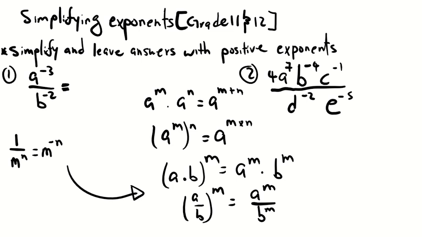Okay, so we know that. Let's look at a to the power 3 over b to the power of negative 2 and simplify it. And remember, we have to leave it with positive exponents.